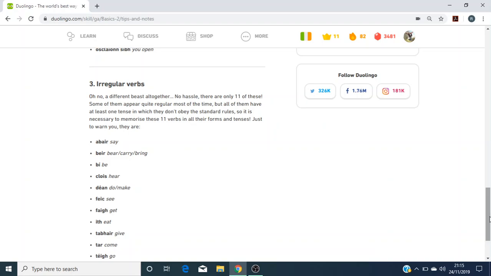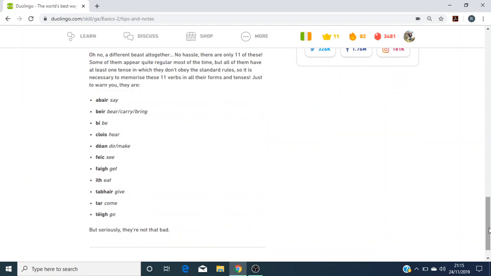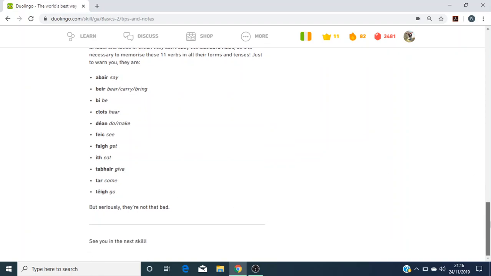Just to warn you, they are: abair, to say; beir, to bear, carry or bring; bí, to be; clois, to hear; déan, to do or make; feic, to see; faigh, to get; ith, to eat; tabhair, to give; tar, to come; and téigh, to go. But seriously, they're not that bad. Okay, I'll take your word for it.